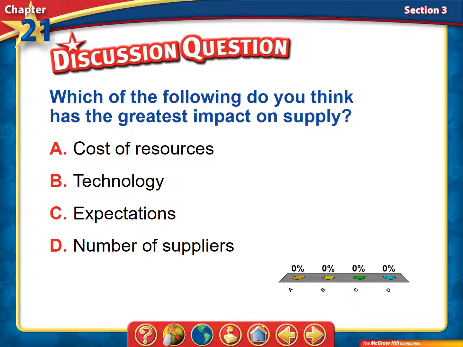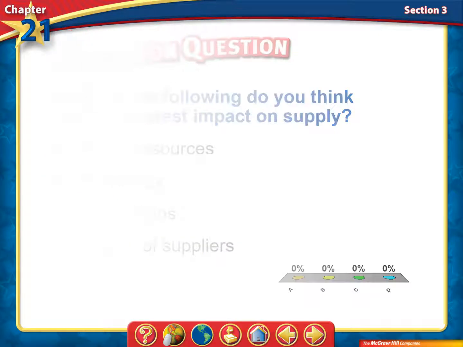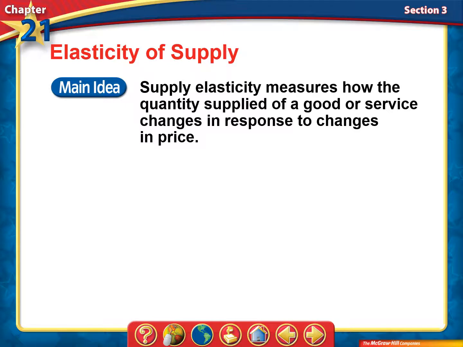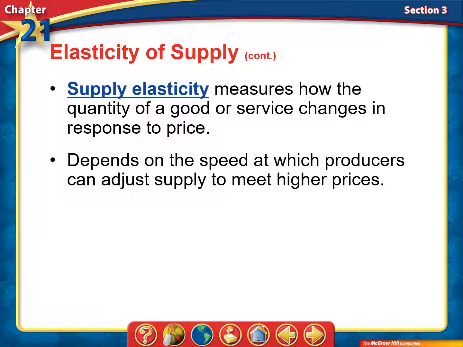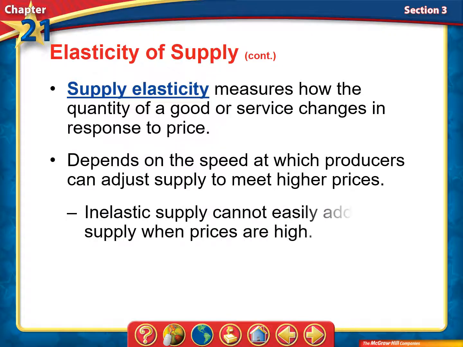Okay. So which of these has the greatest impact on supply? Short answer, they all have impacts on supply, but you can decide for yourselves which one you think is the best. Moving on. Yes, supply can be elastic. It's called supply elasticity. This means that it measures how the quantity of a good or service changes in response to price. Well, number one, it depends on the speed in which producers can adjust supply to meet higher prices.